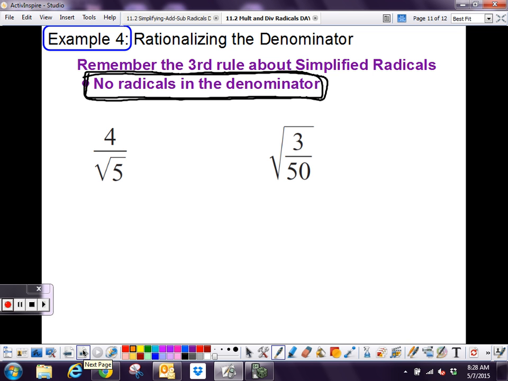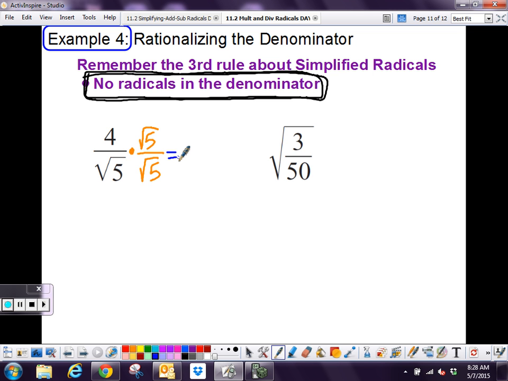Okay, so remember, the reason we're doing this is because you cannot have radicals in the denominator. We have to get rid of them. Okay, so I have 4 divided by the square root of 5. So I need to get rid of this square root of 5. So I'm going to multiply this whole thing by the square root of 5 over the square root of 5. That's going to help me get rid of this.